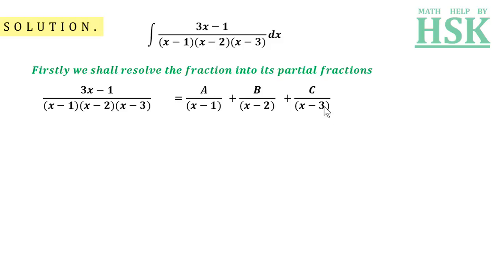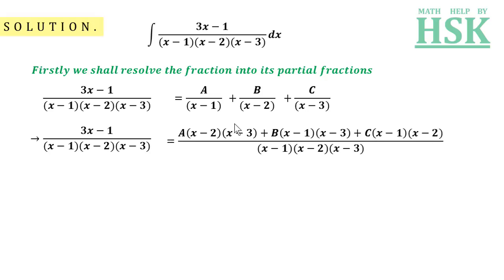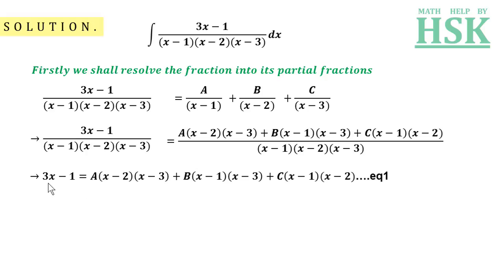After this, I am going to take the LCM. So I am going to obtain this as equal to a into (x minus 2)(x minus 3) plus b into (x minus 1)(x minus 3) plus c into (x minus 1)(x minus 2) upon (x minus 1)(x minus 2)(x minus 3). The denominators, both sides being equal, cancel out. So I get this expression: 3x minus 1 is equal to a times (x minus 2)(x minus 3), and so on. This equation I mark as equation number 1.